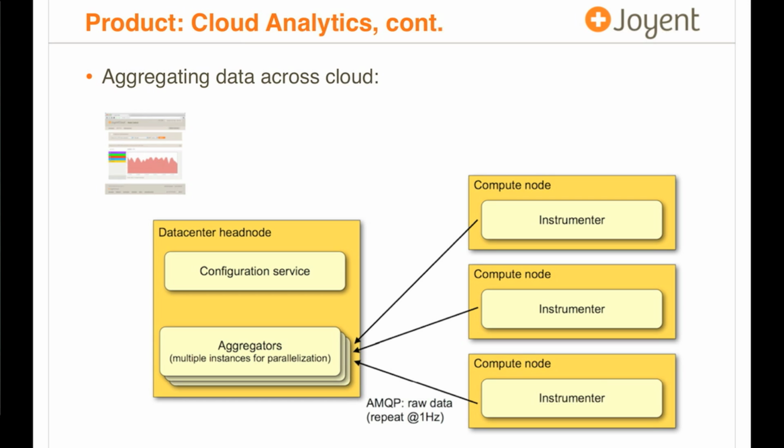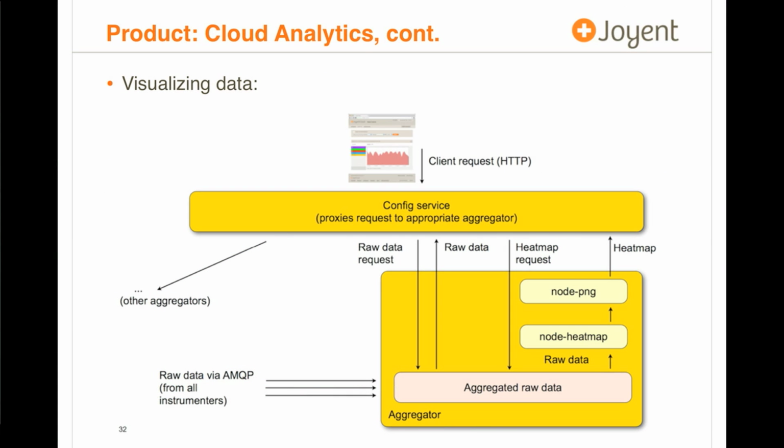It's drawn this way because there are multiple instances of aggregators, because we need to scale the Cloud Analytics architecture to match the cloud, because there can be so much data that we need to gather together and process to generate these heat maps in real time. Visualizing the data is done a couple of different ways. Raw data requests for line graphs can be sent because there are only a small number of values. For heat map requests, we actually do server-side PNGs because it's too much data to send otherwise to the client. Rendering it as a PNG and sending the PNG is a pretty efficient data protocol for sending that much data, rather than having some JavaScript library on the browser render the heat map.